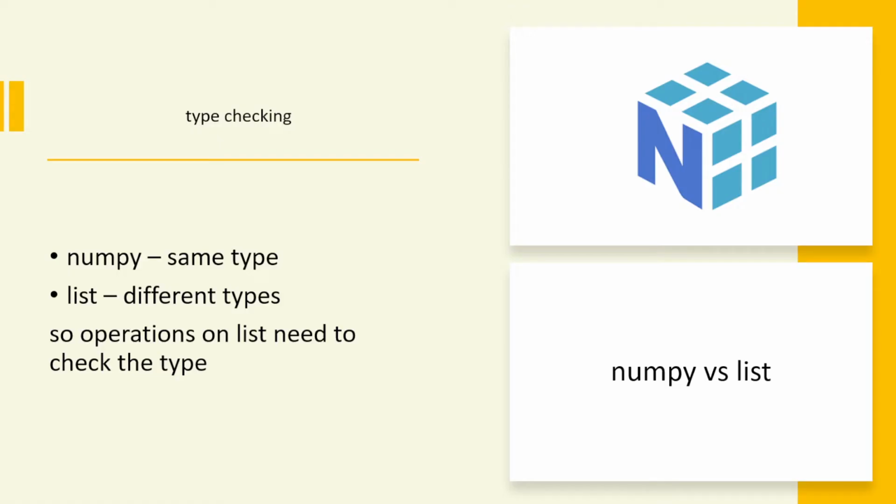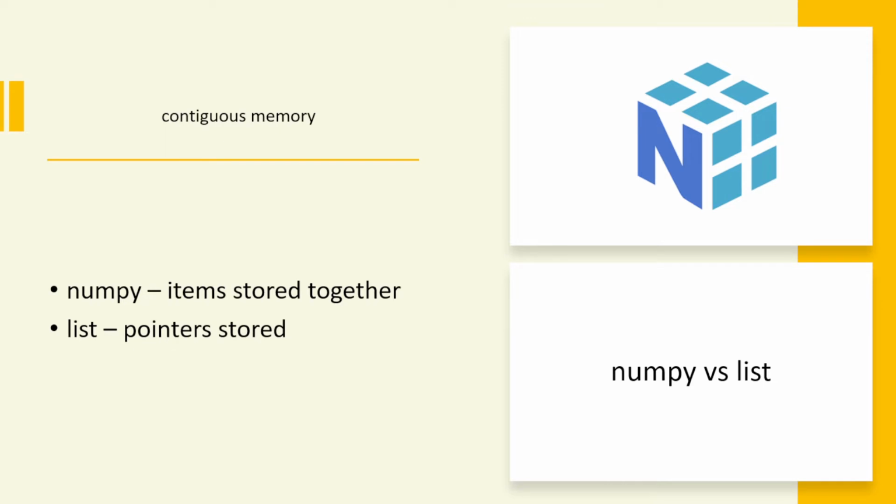Type checking. In a numpy array, everything's the same type, so we know what it is. In a list, we can use different types, which can be handy, but not faster. So when we use items in a list, we need to check the type. Also, how they're stored. NumPy has all the items stored together. In a list, we use pointers to the items.